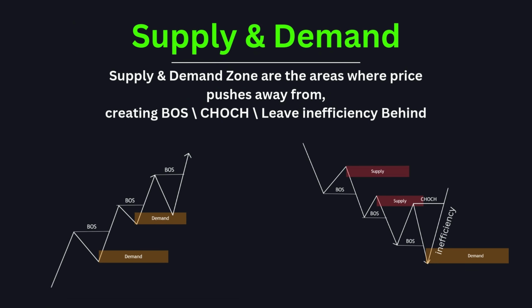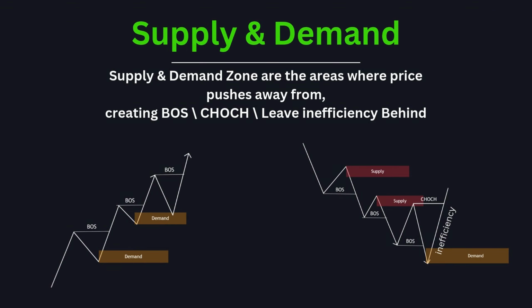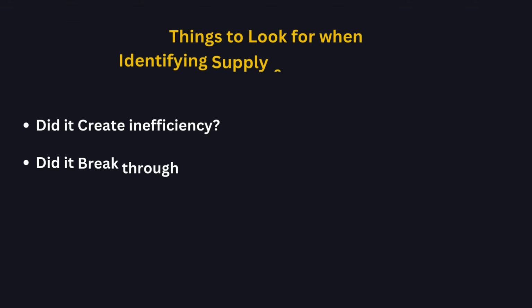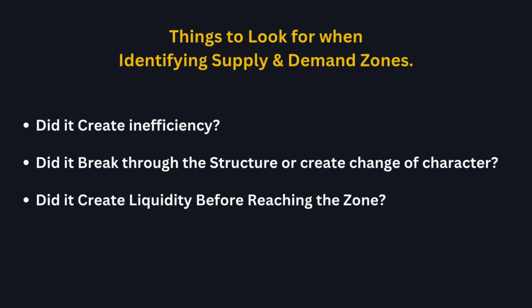Starting from supply and demand, as supply or demand are the zones or areas where price rapidly pushes away and creates break of structures, change of characters, and left inefficiency behind. Here are 3 main factors to consider while identifying supply and demand zones. Did it create inefficiency behind? Did it break through the structure or create any change of character? Did it create liquidity before reaching the zone?